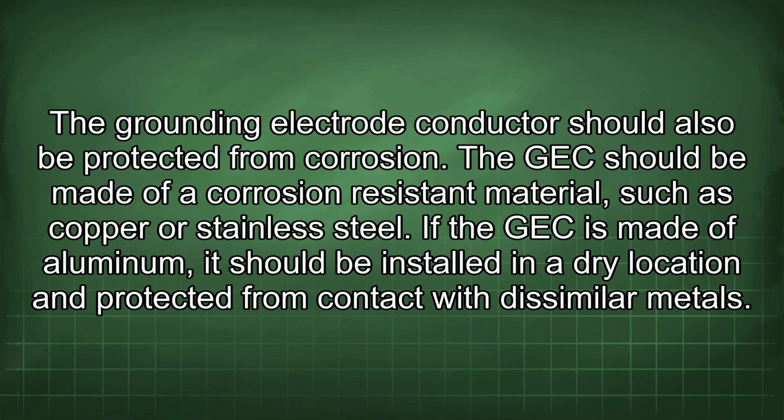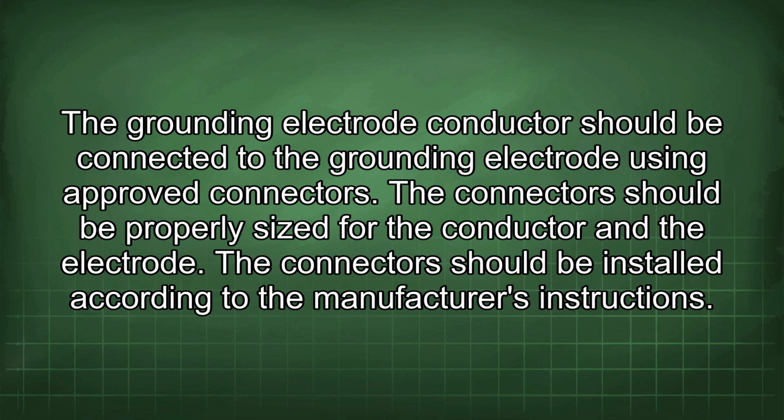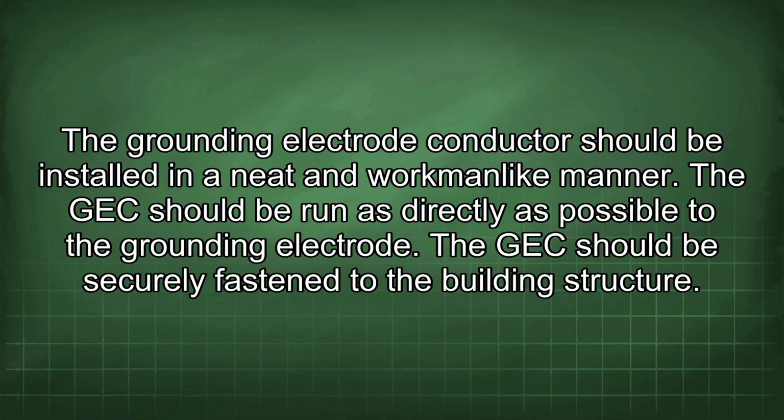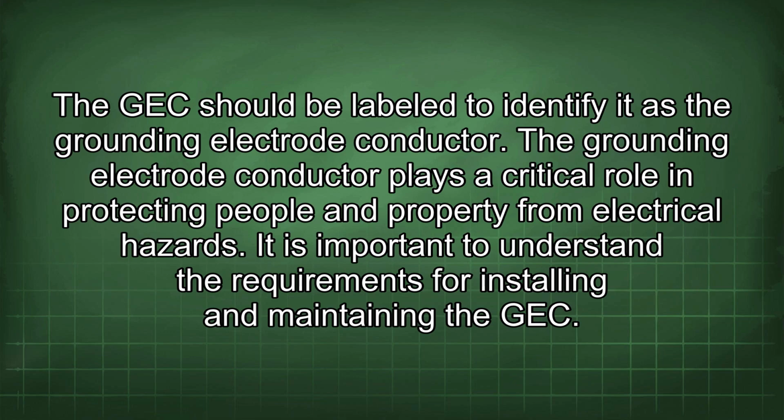The grounding electrode conductor should be connected to the grounding electrode using approved connectors. The connectors should be properly sized for the conductor and the electrode. The connectors should be installed according to the manufacturer's instructions. The grounding electrode conductor should be installed in a neat and workmanlike manner. The GEC should be run as directly as possible to the grounding electrode. The GEC should be securely fastened to the building structure. The GEC should be labeled to identify it as the grounding electrode conductor.